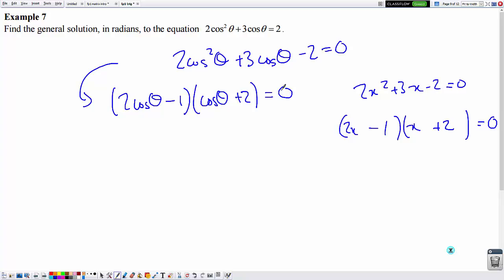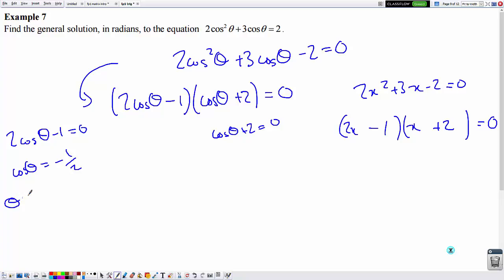Now we do what we did last time. We've got two things multiplied together to give you 0. So either this is 0 or that is 0. So we solve that. At this point, pause and try this yourself. Okay, so let's have a look at this. So we're solving 2 cos theta minus 1 equals 0, and cos theta plus 2 equals 0. We'll do each of these separately. So this is the same as cos theta equals minus a half. And I think, in fact, we've already solved this once.